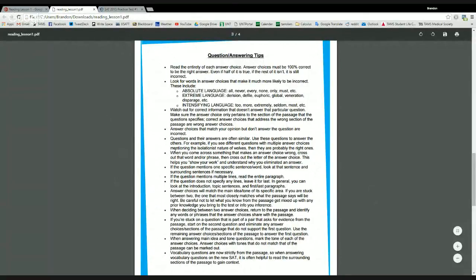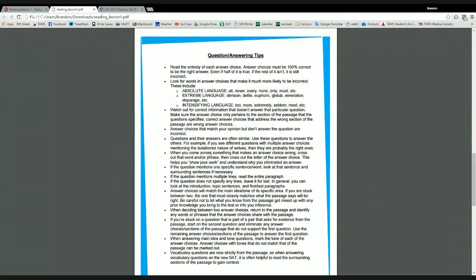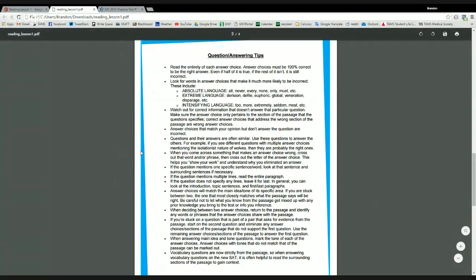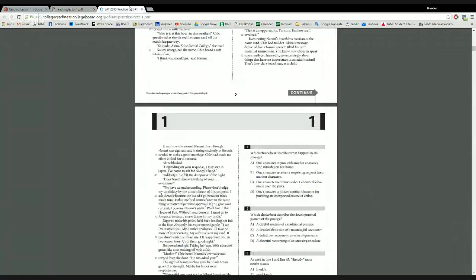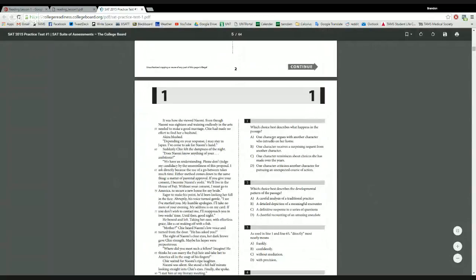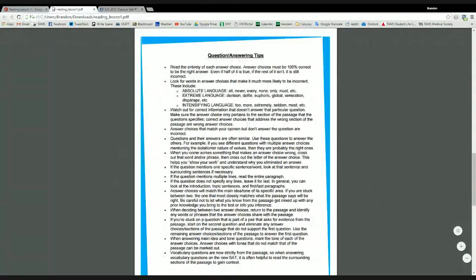Okay. When you come across something that makes an answer choice wrong, cross out the word or phrase, then cross out the letter of the answer choice. This helps you show your work and understand why you eliminated the answer. So like I said earlier, if you want to underline key words in the answer choice, and if you find that one word makes it incorrect, you want to cross out that word and then cross out the letter so you know what exactly you did to eliminate that answer.